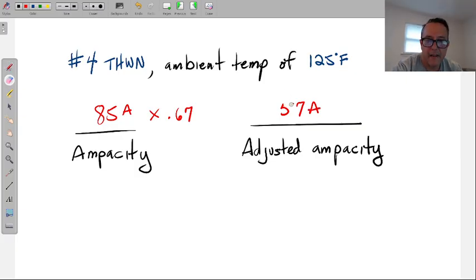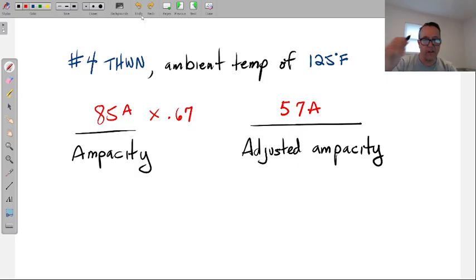Does anyone have any follow-ups to any of this? Are you struggling at any point finding or understanding the temperature of the insulation? Understanding where to find the correction factor based off of the ambient temperature, establishing ampacity or adjusted ampacity?